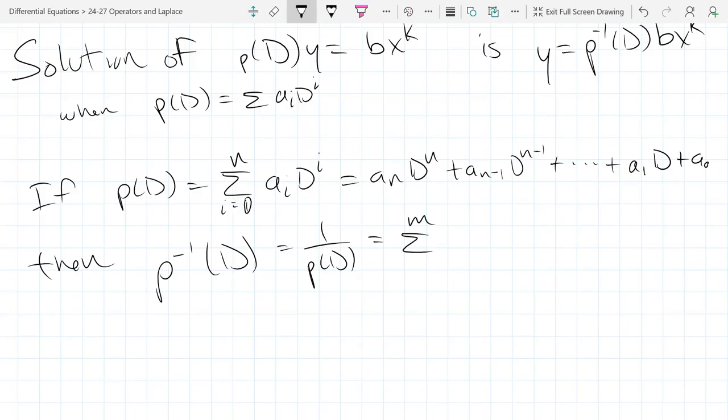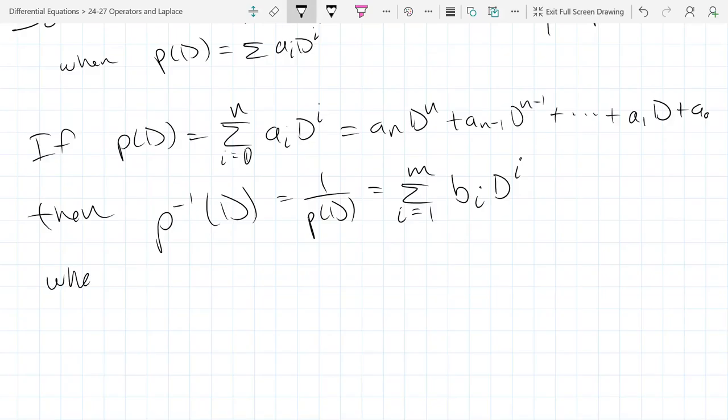then P inverse of D, you could of course write it 1 over P of D. It'll be the summation i goes from 1 to n. So what is this b_i? b_i is a sum, k equals 1 to i, a_k b_(i-k).